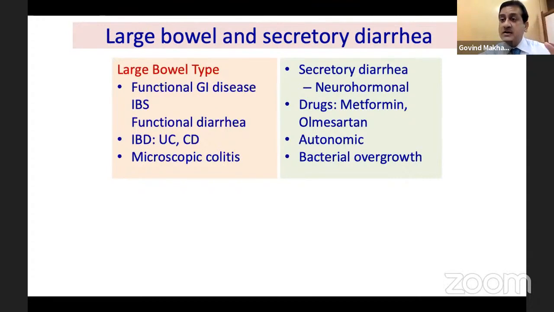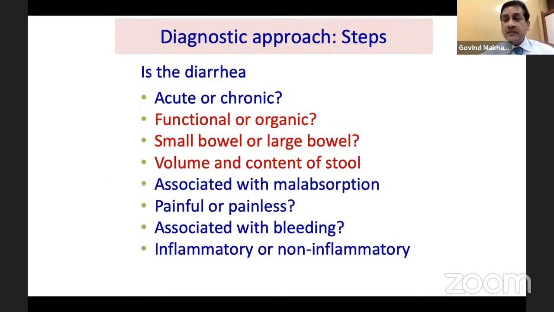So it's very important first to clinically assess what is my clinical differential diagnosis and what test do I do to make a diagnosis. Normally, I recommend and practice these 8 points in a patient with chronic diarrhea. But here for this lecture, we'll consider functional versus organic, small bowel versus large bowel type, and volume and content of stool. And these 3 points are really very important, which will help us localize the site of disease.